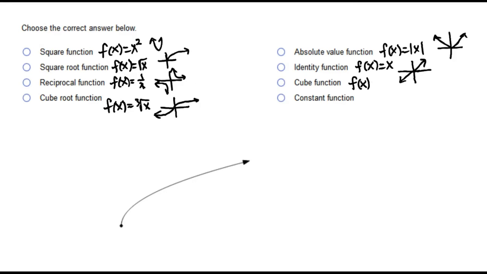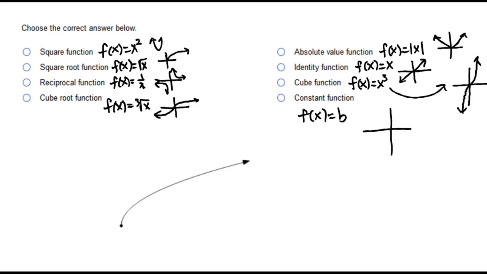Cube function is f of x equals x cubed. I'll go ahead and draw this over here. The cube function is going to look very similar to the cube root function, except that this function is much longer vertically than it is horizontally in the cube root. The constant function is f of x equals b, where b is a constant. And the graph of a constant is a horizontal line at the value of b. So the function that this matches is the square root function.